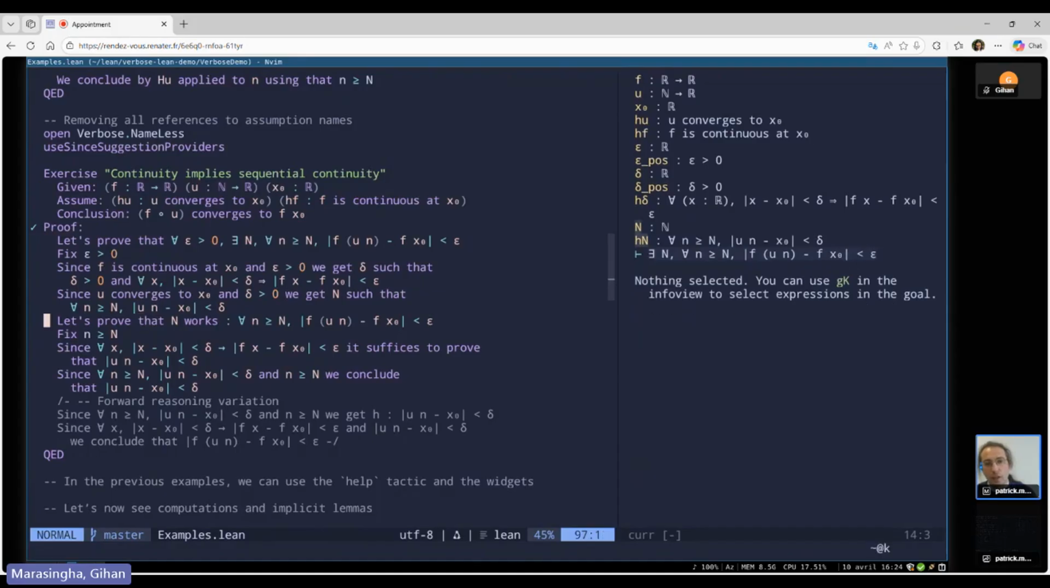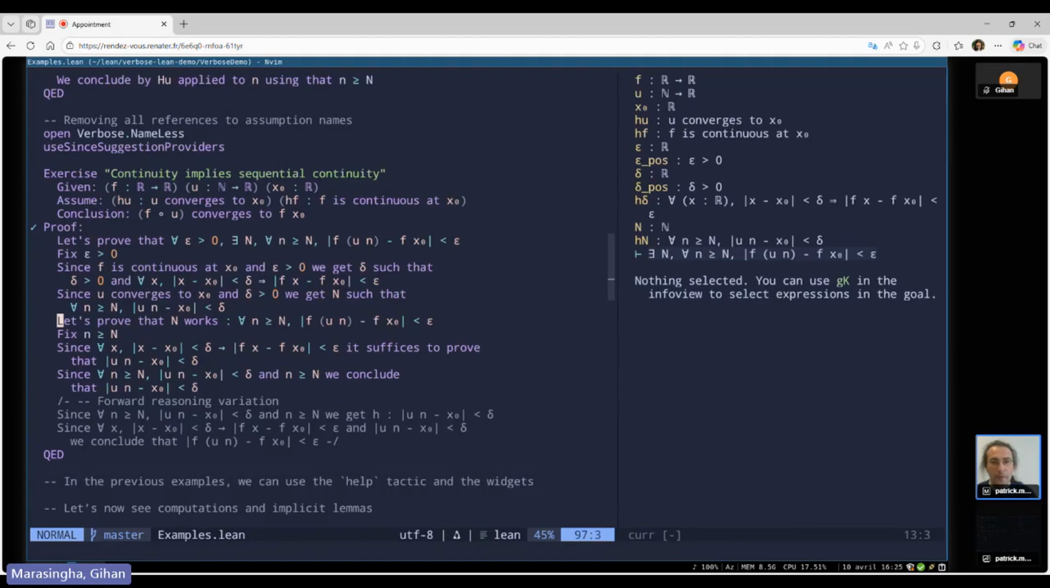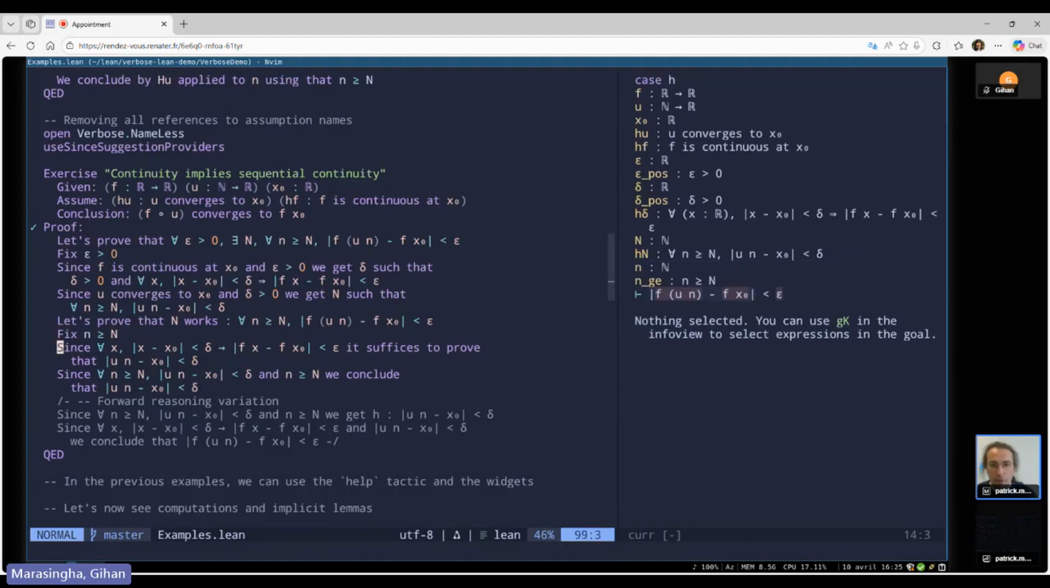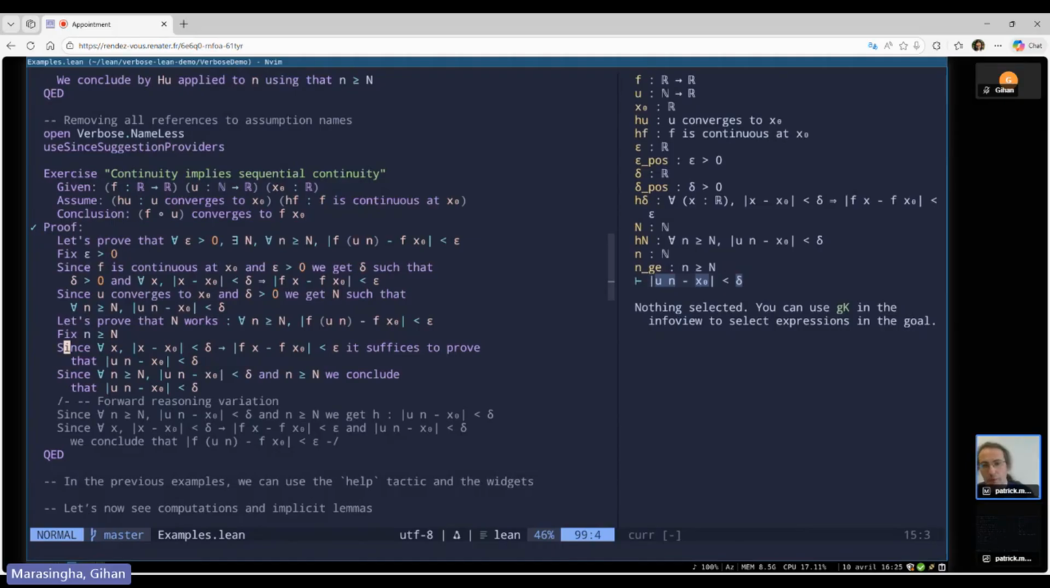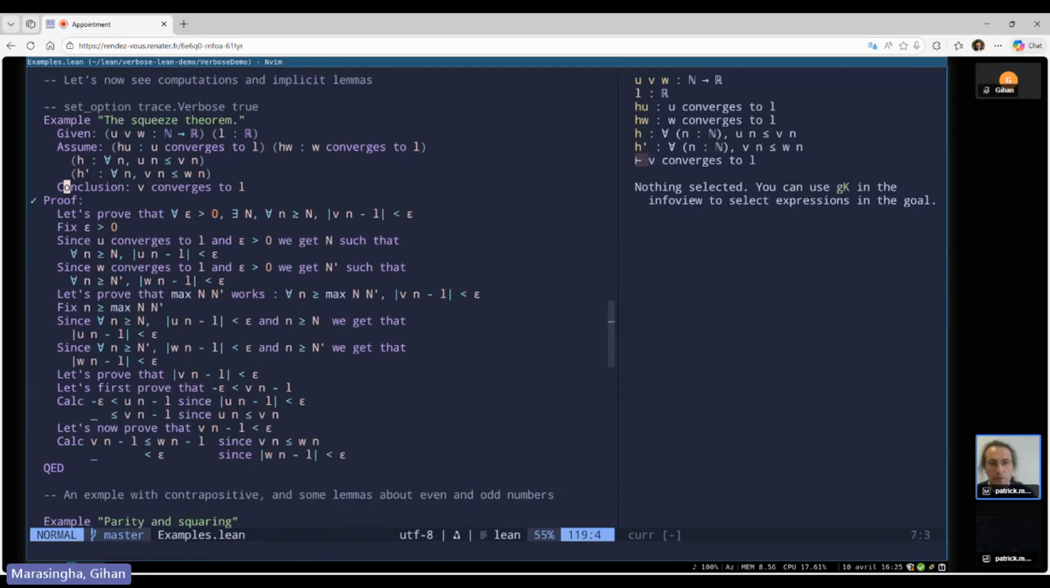And this line, the let proof that n work, would be the use capital N from the tactic proof. And here I do a bit of backward reasoning with it suffices to prove, and so on. So this is already way easier to transfer to paper, but it's not doing so much automatic work. And so let's see an example where something more is happening with the automation.